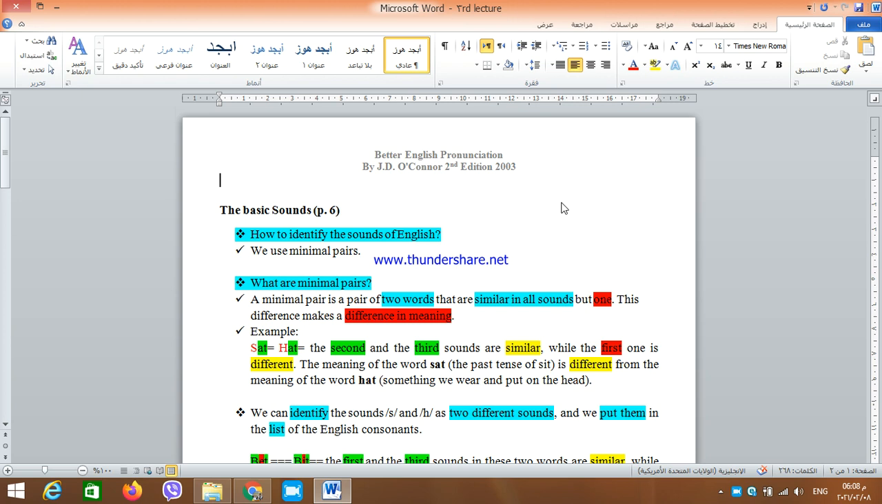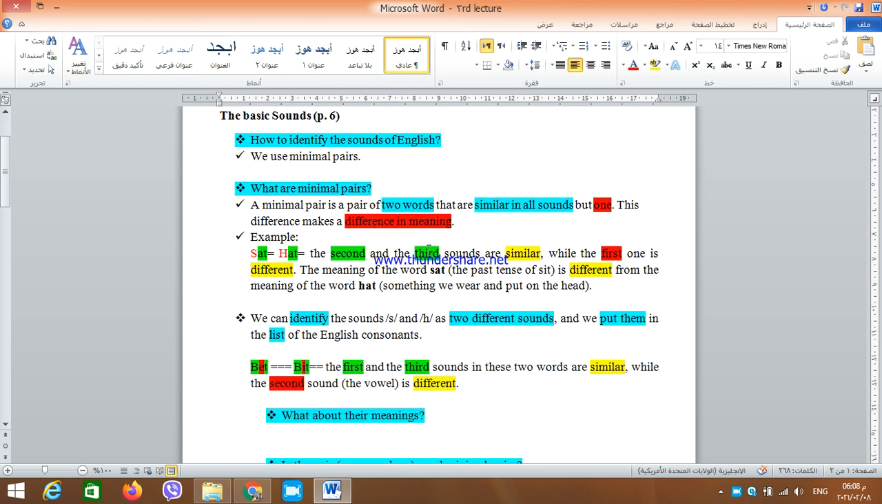My dear students, today I'm going to talk to you about the identification of sounds. How to identify the sounds of any language, whether English or any other language. Actually, to identify the sounds of English, we need to depend on a mechanism called minimal pairs. Minimal pairs is the mechanism that is used to identify the sounds of any language.